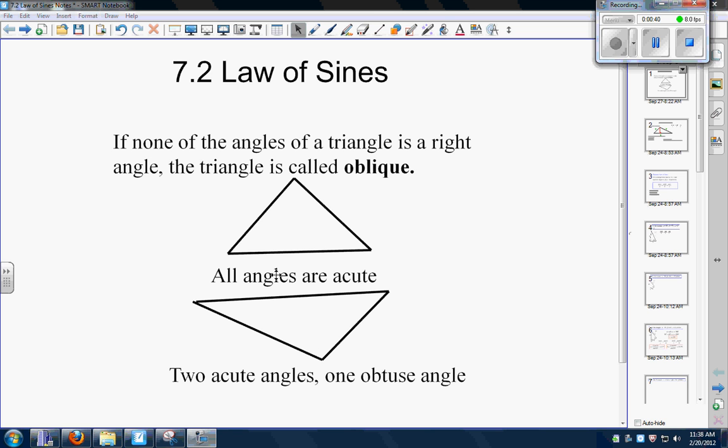Okay. Now, when I give you information, you're not always going to know what the triangle is going to look like. So you can't always trust the pictures you draw, and you'll kind of see that as we go through these. Okay.